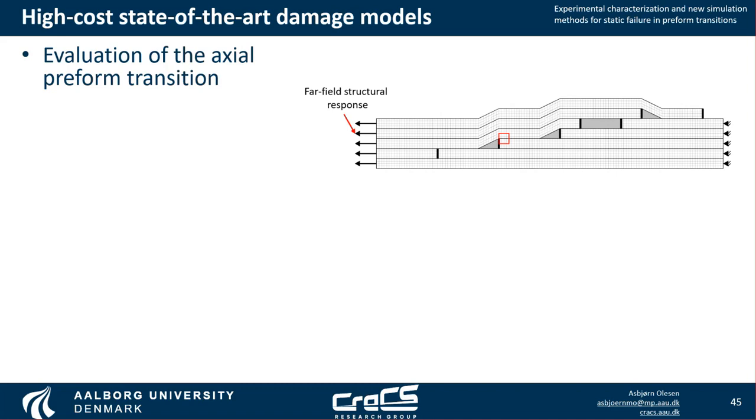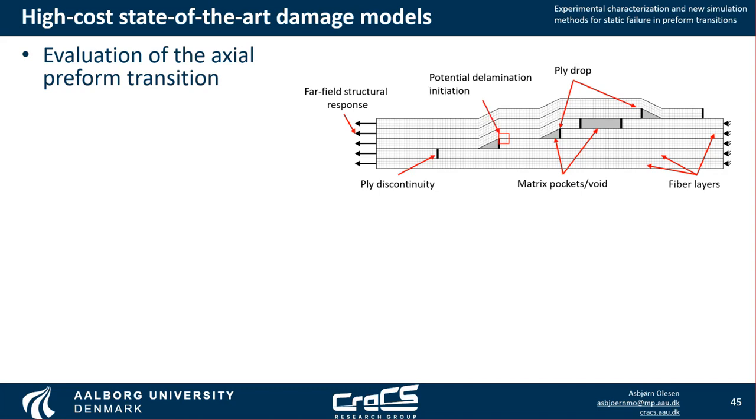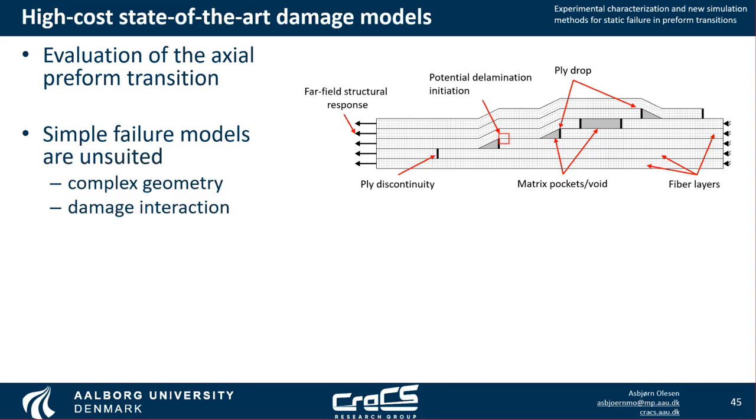To figure this out, we must consider the full complexity of the transition, where we have multiple fiber layers, we have discontinuities, we have voids or matrix pockets in the laminate, we have ply drops, and a lot of potential delamination initiations. All of this complexity means that simple failure models are unsuited for this problem because of the complex geometry and a lot of damage initiations, which might again interact or are in fact expected to interact.